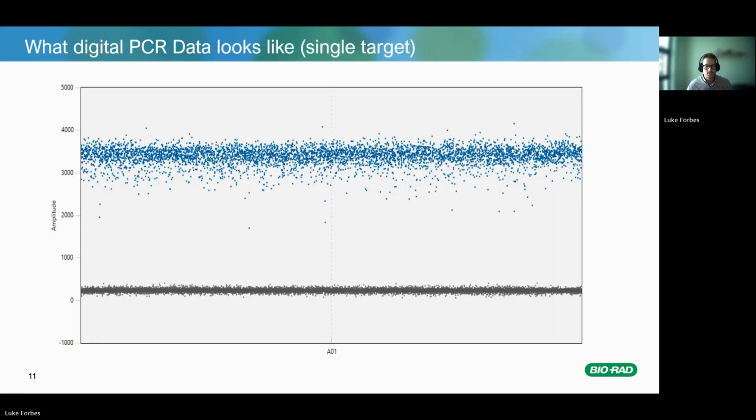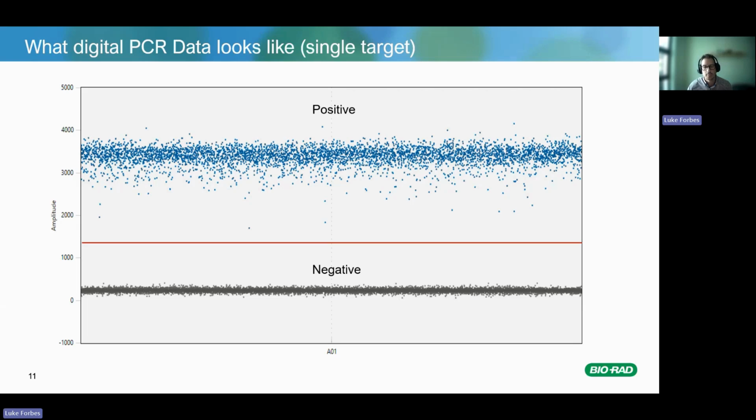So this is what your digital PCR data looks like for a single target. Each partition, like I said, is interrogated in that reader for a fluorescence signal. So it can be FAM, HEX, and it can be more depending on the system. And the fluorescence intensity is plotted on the axis, which are droplets. And then a threshold line is set to differentiate the droplets where amplification has taken place, so positive for the target of interest, and droplets that are at baseline are negative for your target of interest.